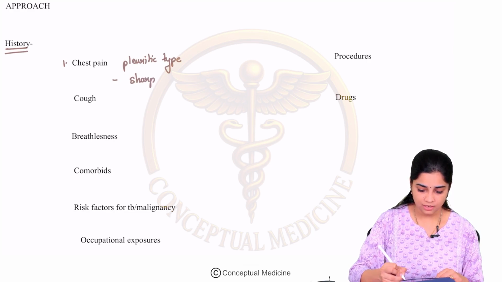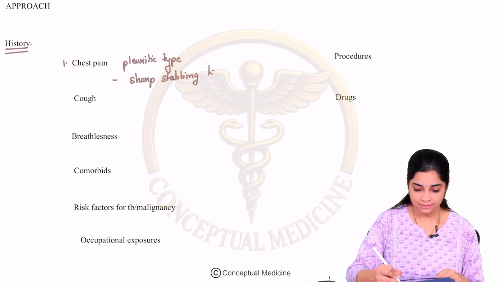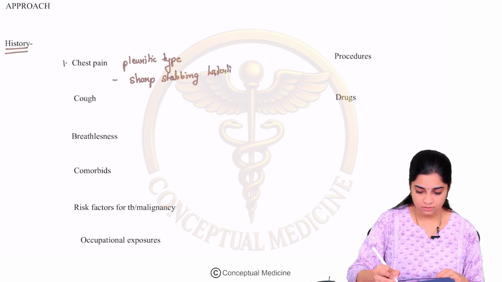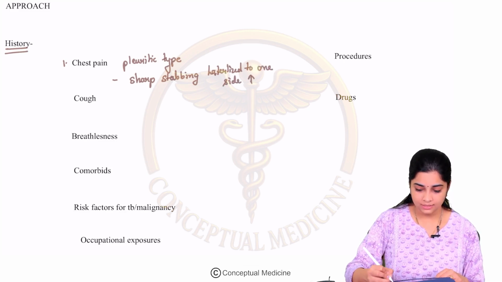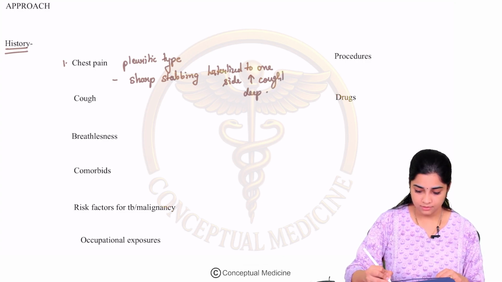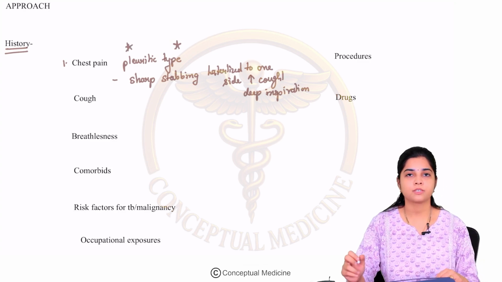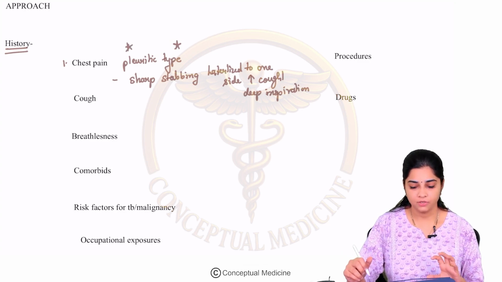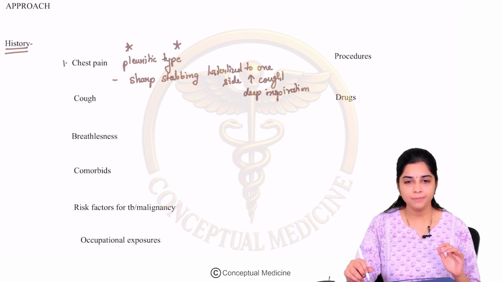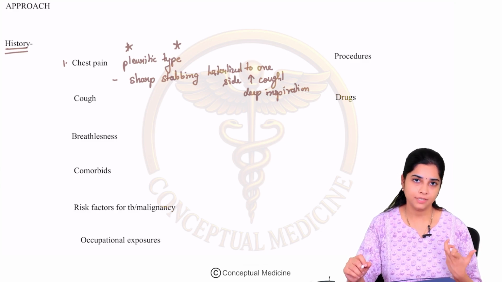This is a sharp stabbing pain which is lateralized to one side and it increases with coughing or deep inspiration. Okay, so this is a very important description which is called the pleuritic type of chest pain. Pleuritic chest pain is a sharp stabbing pain which is lateralized to one side of the lung and it increases during cough or deep inspiration.